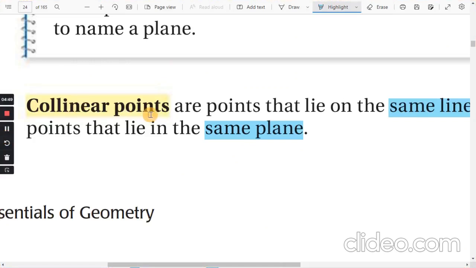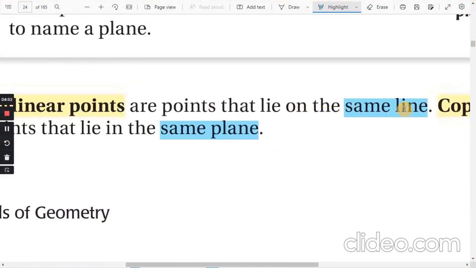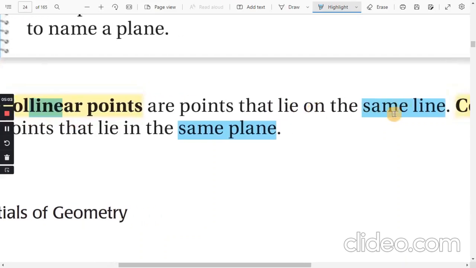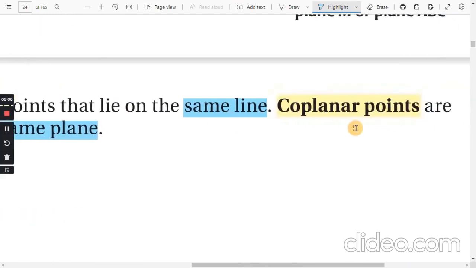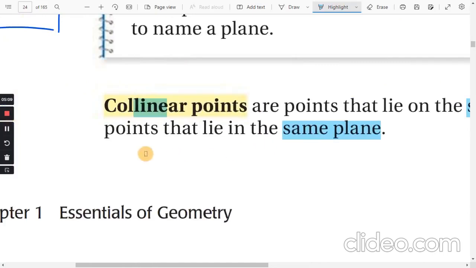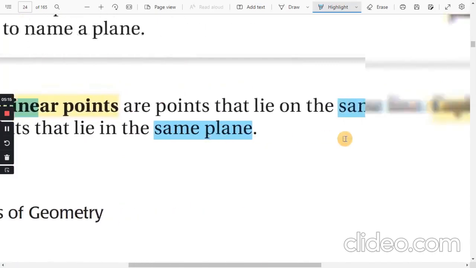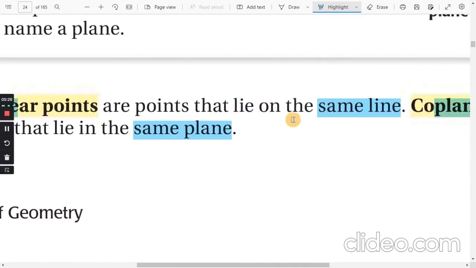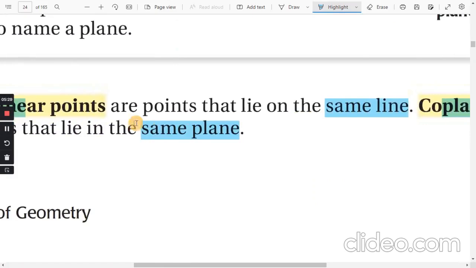All right, collinear points are points that lie on the same line. So that is easy to remember because the word line is in the word collinear. So collinear points, remember, same line. Coplanar points are points that lie on the same plane. Okay? Same plane is easy to remember because the word plane is in the word coplanar. So remember, collinear, same line. Coplanar, same plane.